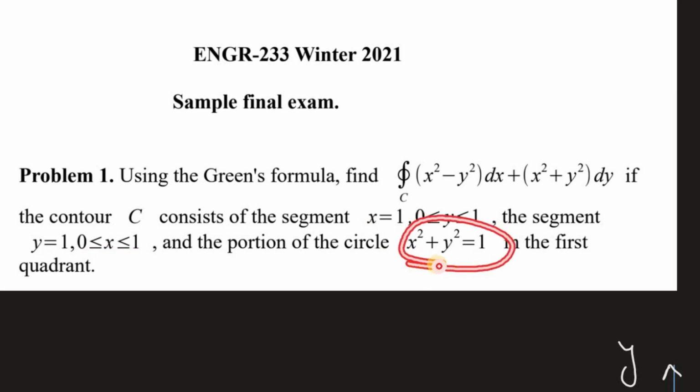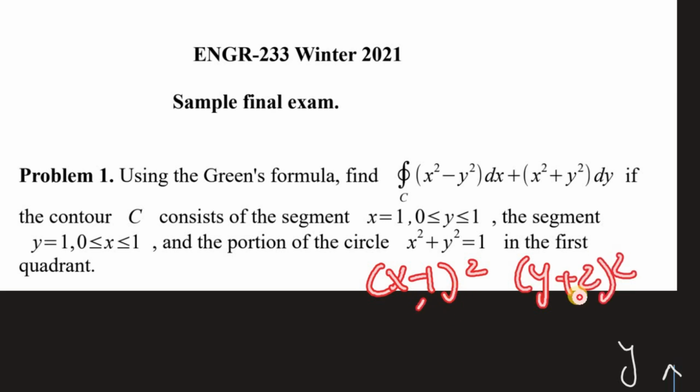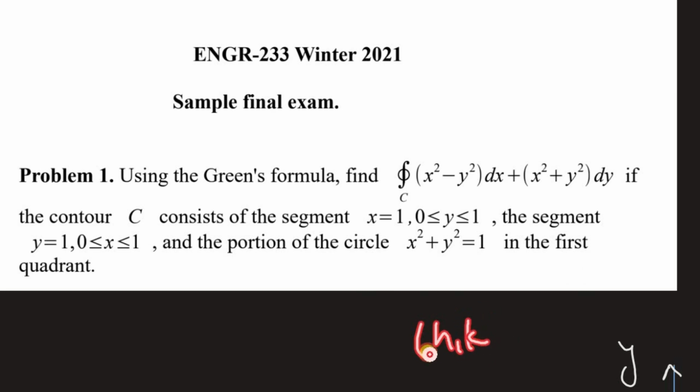This is an equation of a circle centered at 0, 0, since it is not like (x minus 1) squared and (y plus 2), something like that. If it's something like that, that means we have an h and k, the center of the circle, but here there's none. That means the center is 0. Okay, so this is centered at 0, 0, and the radius is equal to 1. Okay, and it says that it's in the first quadrant.